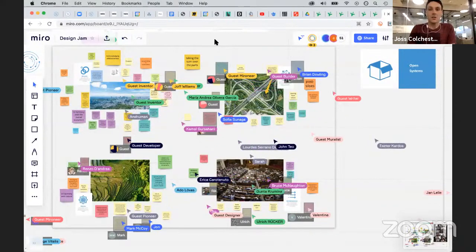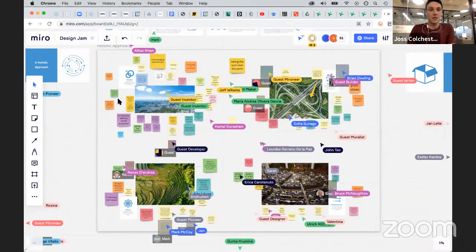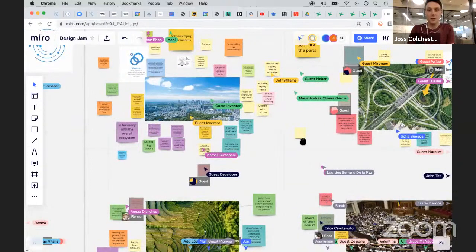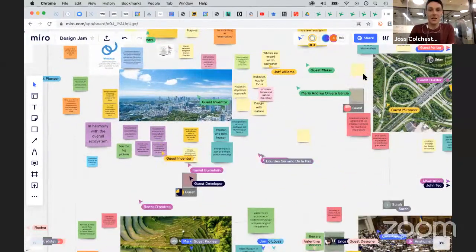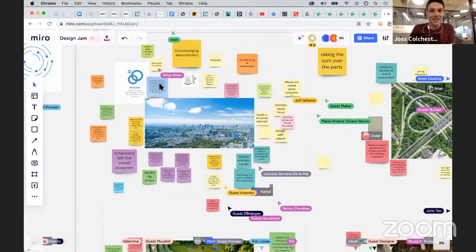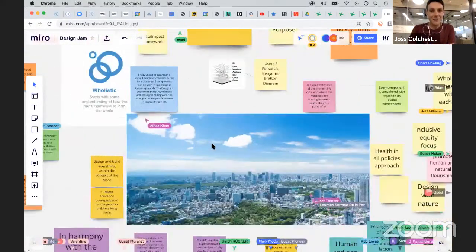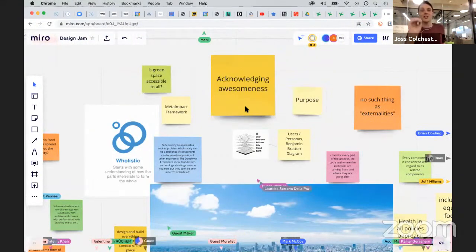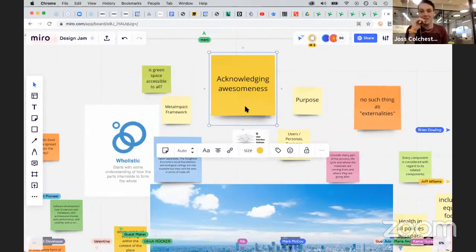Alrighty, let's jump in to start a discussion about some of this. You've been very active here. We've got over 50 people working on a Miro board here. I've never seen this kind of contribution before. So let's see, acknowledging awesomeness.